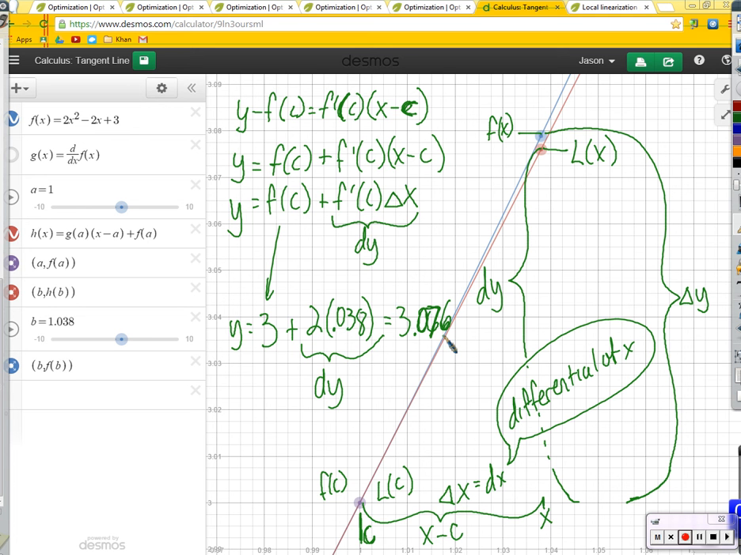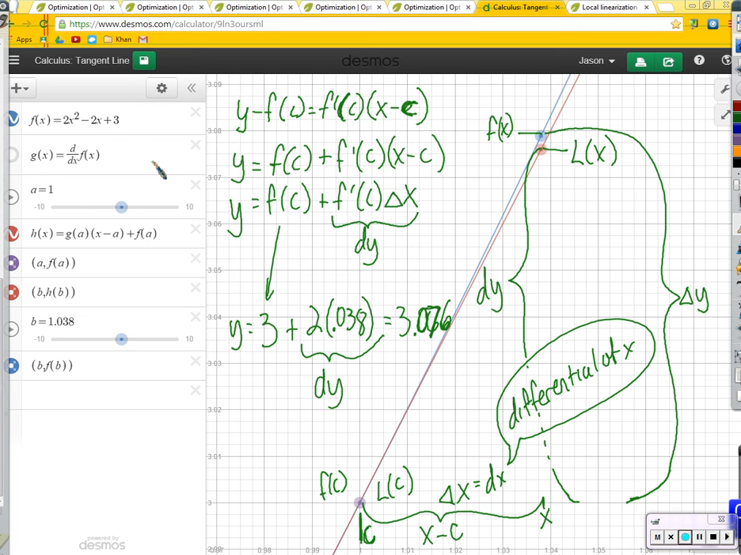Yeah. That was a whole lot easier than taking 1.038 and plugging it in for x and squared, and plugging it in for x and multiplying by 2 and subtracting that and then adding 3. That was a lot easier than plugging in 1.038 into the function. And that's why we use it sometimes.